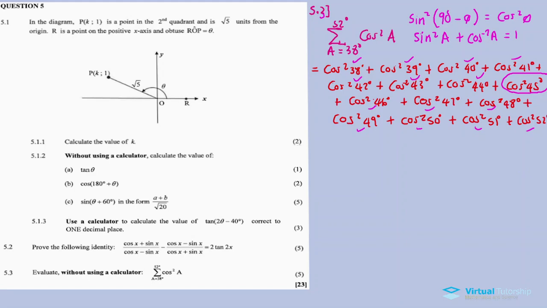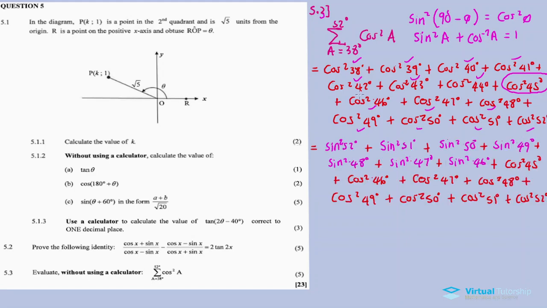So this is what happens here. Applying a co-ratio to this one, I get sine squared 52 degrees. For this one, 51 degrees. For this one, sine squared 50 degrees, and so on and so on. So it's 1 2 3 4 5 6 7.